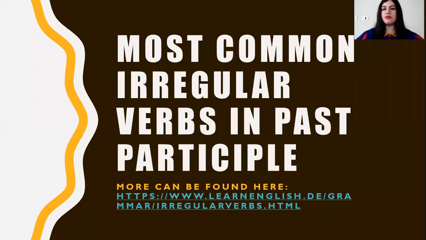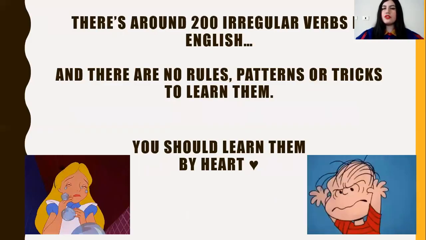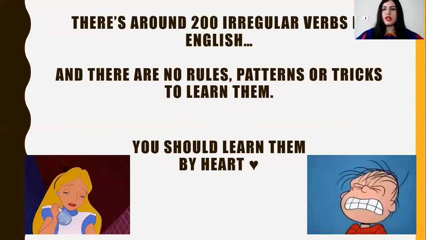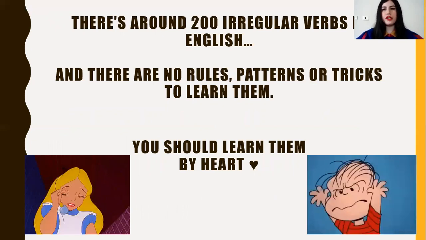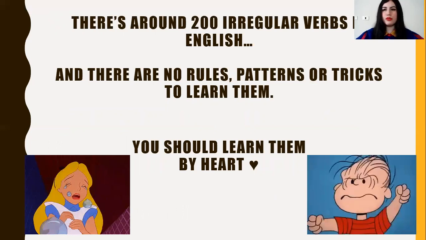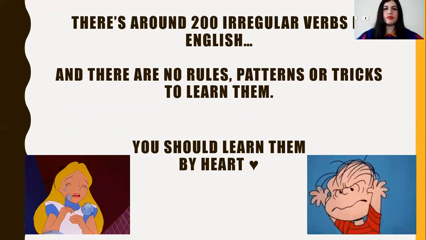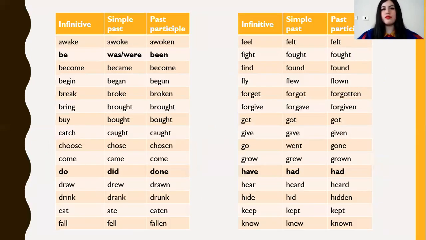Here we have a list of the most common irregular verbs. You can check this link because there's many of them. There's around 200 irregular verbs in English. You don't have to memorize all of them. Some of them are not really common, but you have to memorize the most common ones. So here's a list of some of the most common ones. For example, the most important ones are be, do, and have. They are really used, okay?